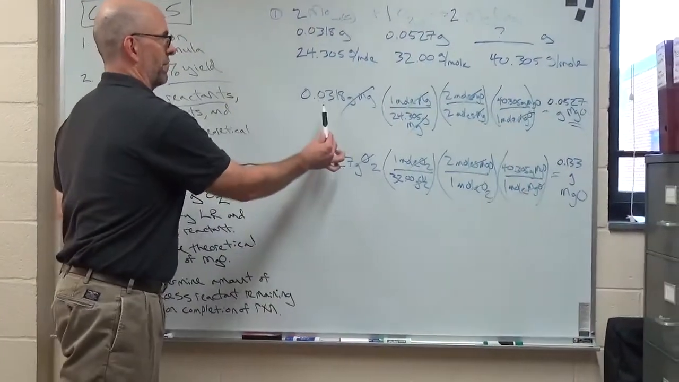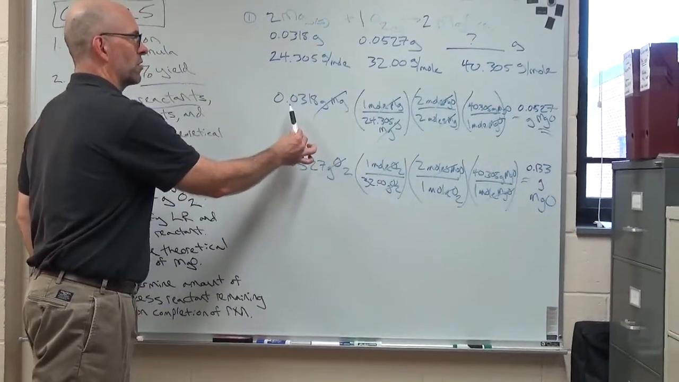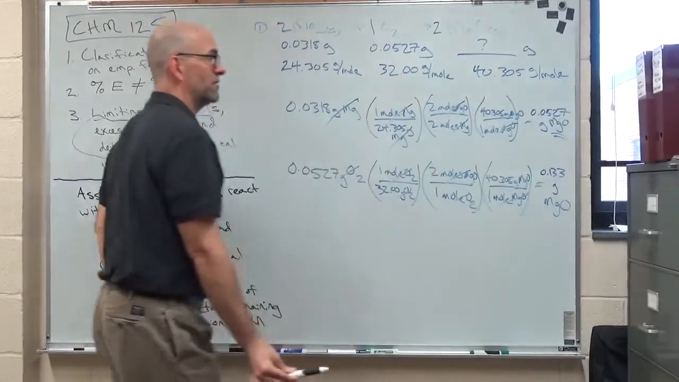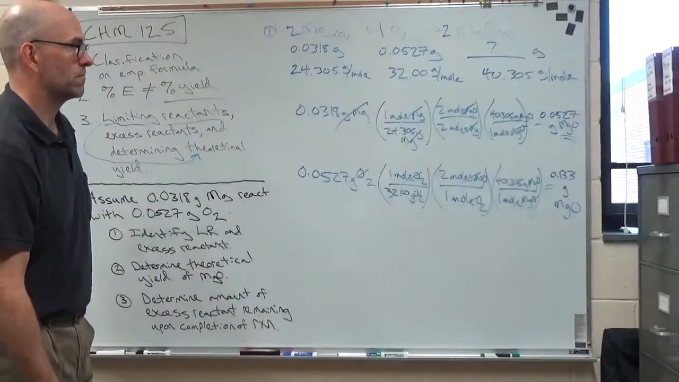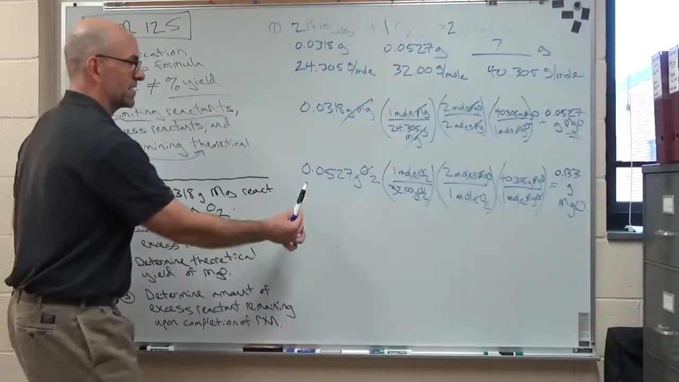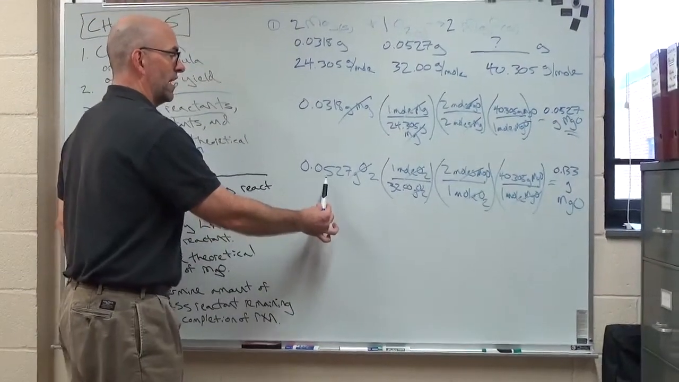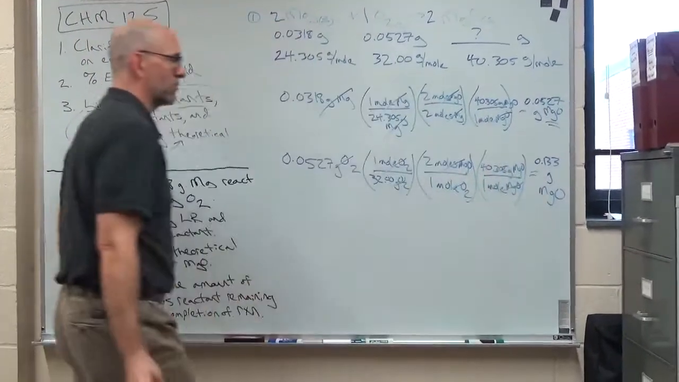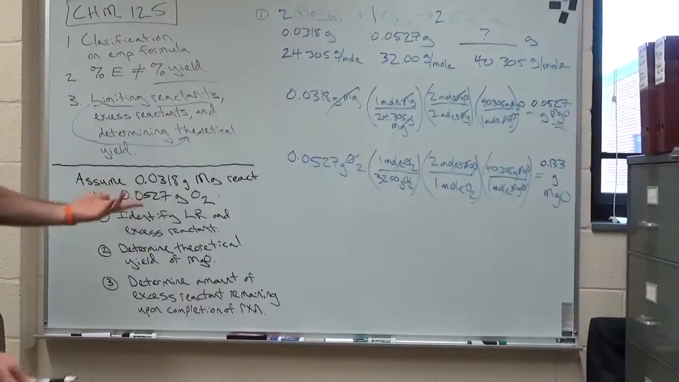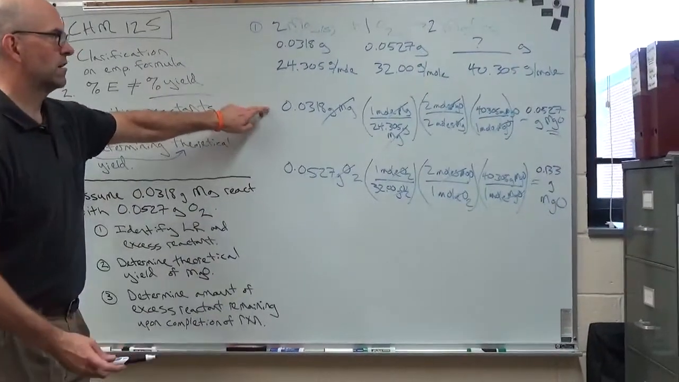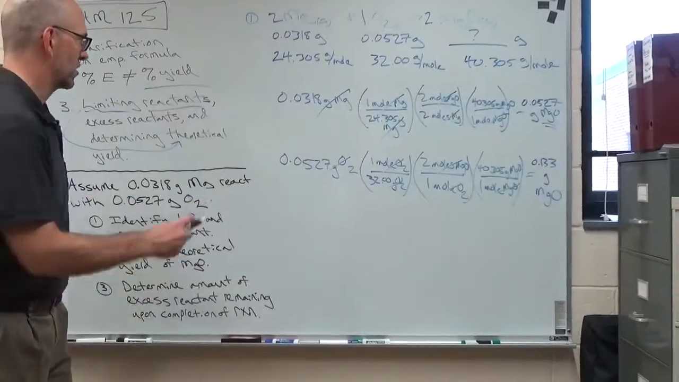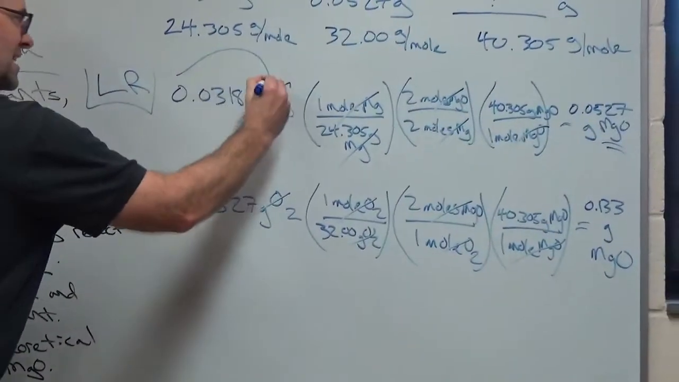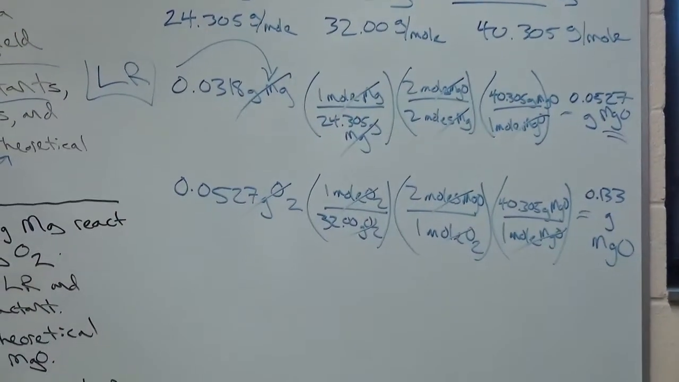This means if I completely react 0.0318 grams of magnesium, I will produce 0.0527 grams of MgO. Fine. If I completely react 0.0527 grams of oxygen, I will produce 0.133 grams of MgO. Only one of them is right. You always take the one that gives you the smaller answer. So, magnesium is our limiting reactant.